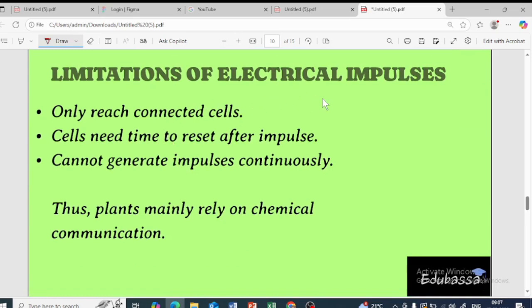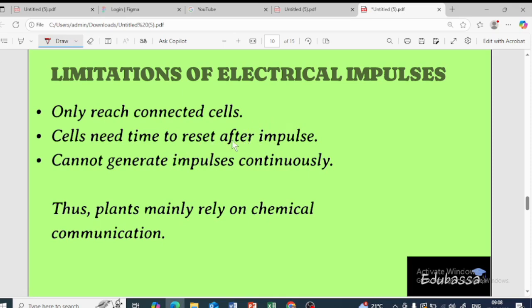So next is the limitations of the electrical impulses. Electrical impulses, electrical information, is passed from cell to cell. So there is the requirement of plant hormones in plants as well along with the electrical impulses. Why is there the requirement of plant hormones when there are electrical impulses? Because these electrical impulses reach only the connected cells. As soon as the impulse is passed, it needs some time to reset again.